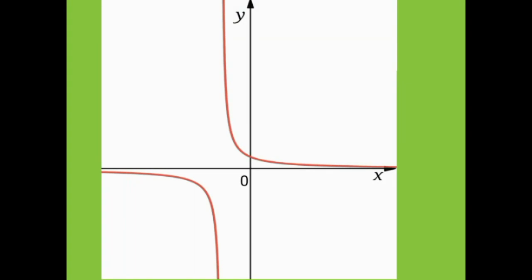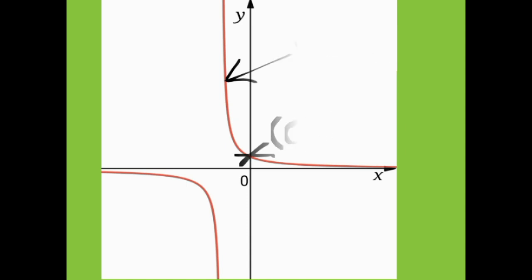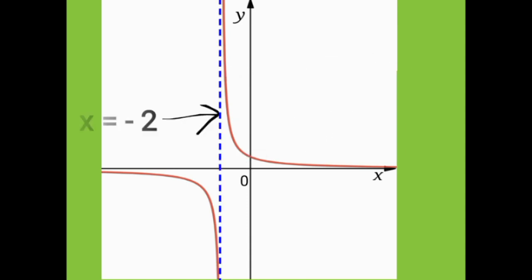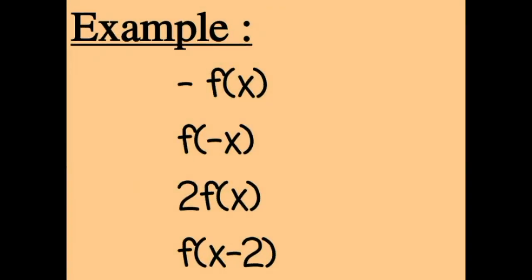Now let's take a look at another example. The graph shown here is the sketch of the curve with the equation y = f(x). The curve crosses the y-axis at the coordinates (0, 1) and has a vertical asymptote with equation x = -2 and a horizontal asymptote with equation y = 0. Now, sketch the following graphs and in each case state the equations of any asymptotes and if possible points where the curve crosses the axis.